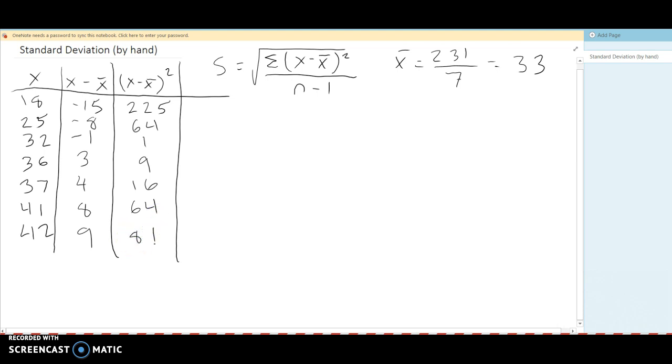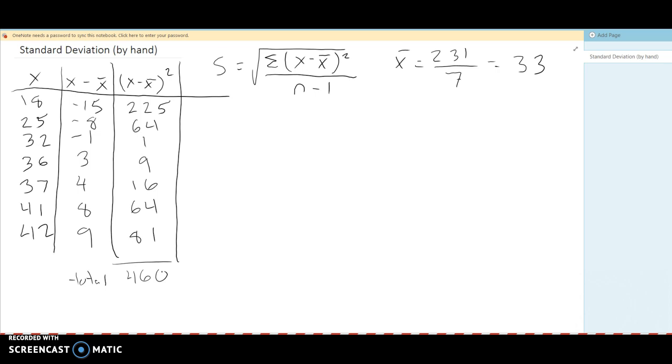So if I look at my formula, I just squared all of my deviations there. And then remember that symbol that looks like an E, that's our summation symbol. That means that we add up all of those squared deviations. So I'm just going to write a little total here, and I'm going to add those all up, and I should get 460. So now I have the top part of my fraction under the radical in the formula.